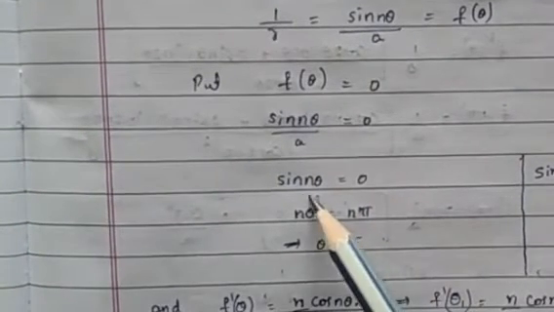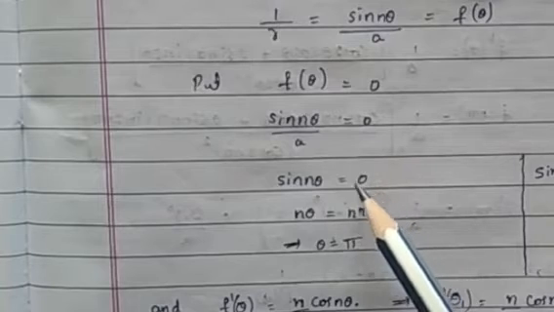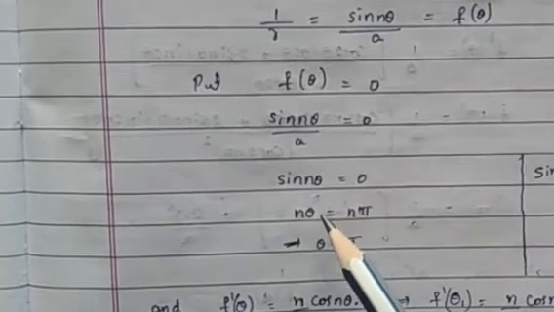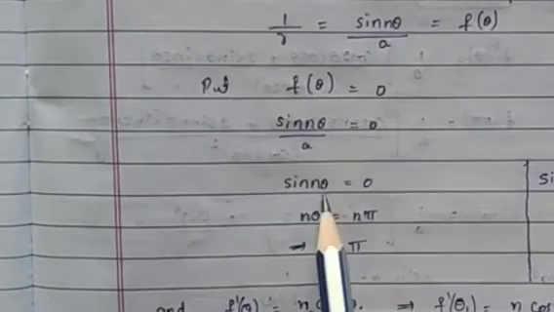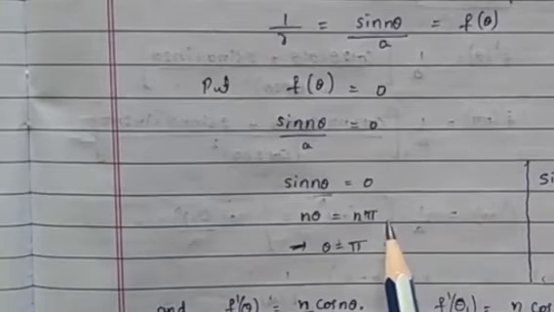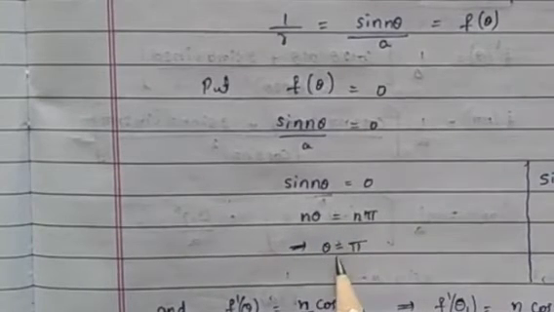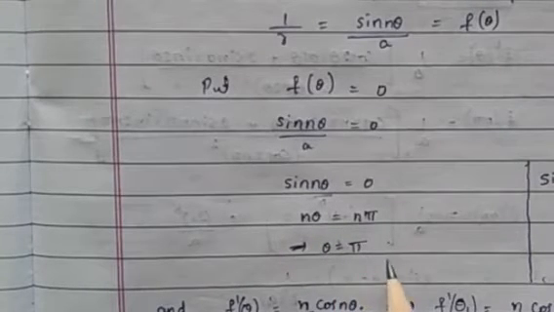If sin n theta is equal to 0, what about the n theta value? N theta is n pi. Look here, if sin theta is equal to 0, what is the theta value? The theta value is n pi. So we write n theta is equal to n pi. The n gets cancelled. We get the theta value as pi.